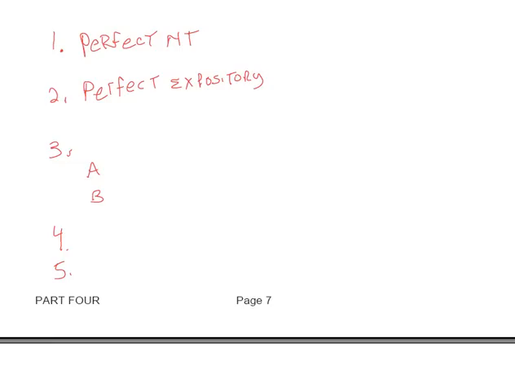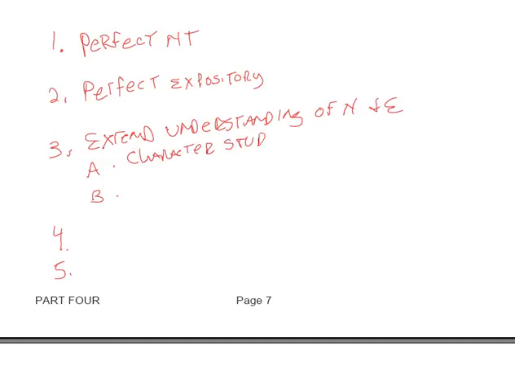Well, number 3, then, it's not a weakness that you're going to work on, and instead you must extend her understanding of narrative and expository. For example, A and B. A in this case, if we're going to do a departure off of narrative text, well, let's do a character study. And for B, for perfect expository, let's do a research project. And let's have the character study be writing. And let's have the research project be some kind of oral report, a speech that you'll have to do.